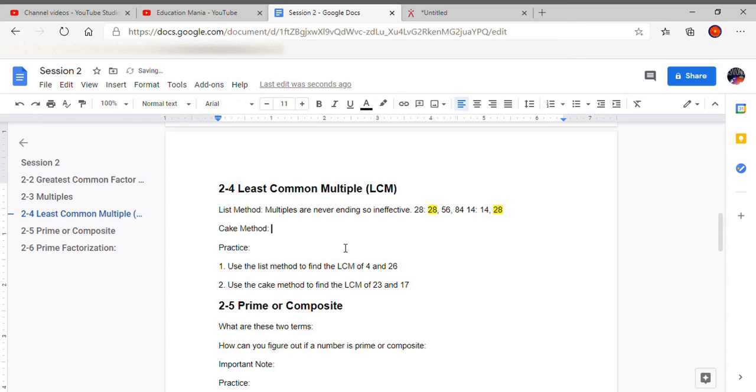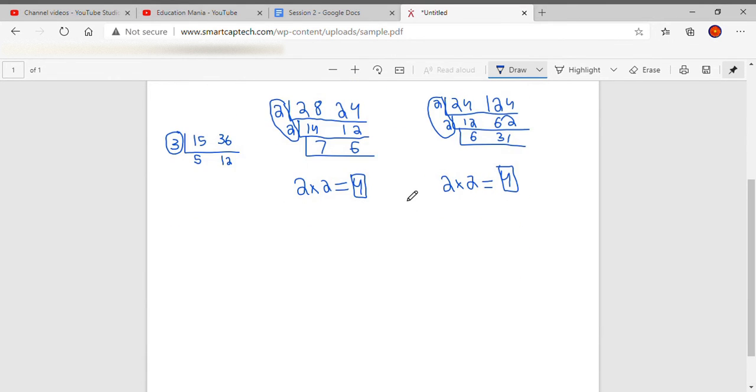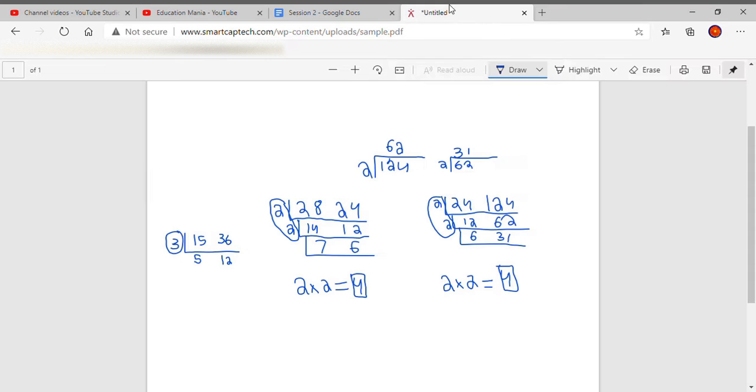Cake method. This is very effective once again. So I'll pick a different example because this one wouldn't be very good for the cake method. So I'm going to use 36 and 42. You find the greatest common factor of these numbers.